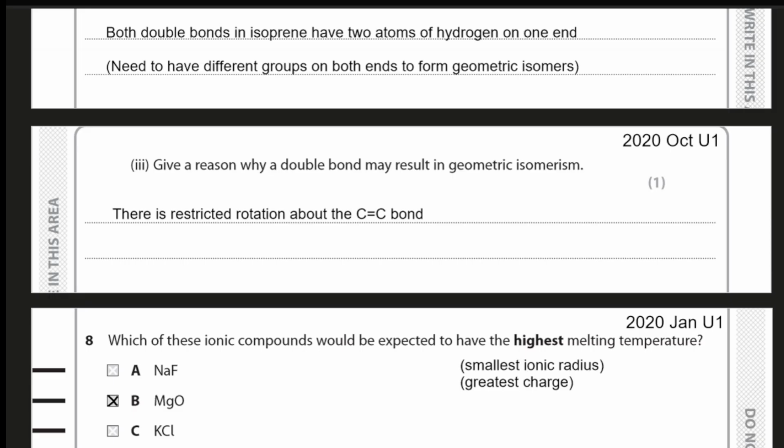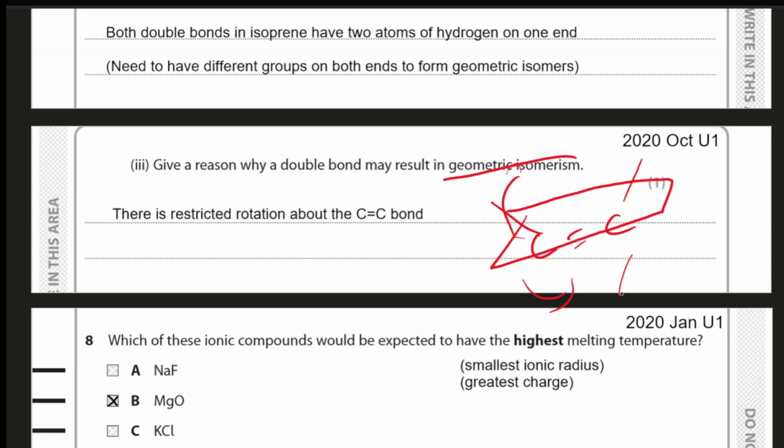Now, moving on to the next question: give a reason why a double bond may result in geometric isomerism. Obviously, there is restricted rotation about the carbon to carbon double bond. So this is one reason why a double bond may give you geometric isomerism. The plane where the double bond is present cannot rotate clockwise or anti-clockwise. So due to this restricted rotation, it may result in geometric isomerism between the different groups which are attached to the carbon.